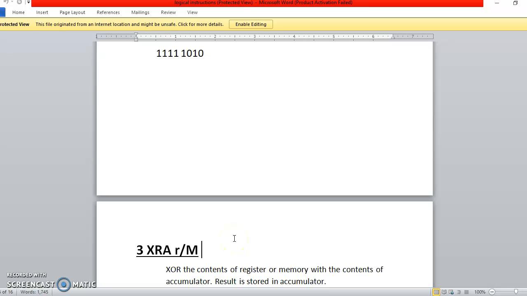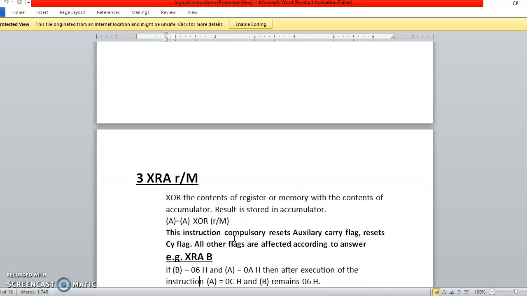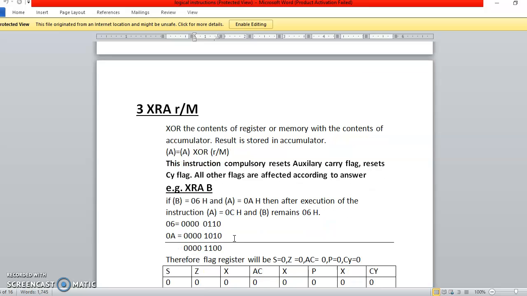The third logical operation is nothing but XRA, that is the XOR gate operation. Now in the case of an XOR gate, what is the output? When both the inputs are different, the output will be 1. Or, if an odd number of inputs are 1, the output will be 1, actually speaking. But here we are considering only 2 inputs. You can easily remember: when both the inputs are different, the output is 1. So XRA R or M will XOR the contents of the register or the memory with the accumulator. Again the auxiliary carry and carry will be reset.